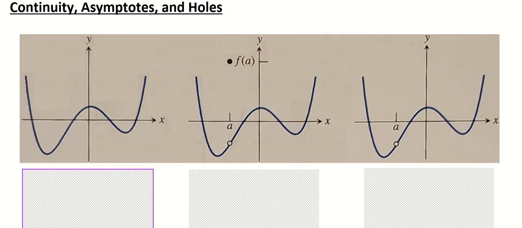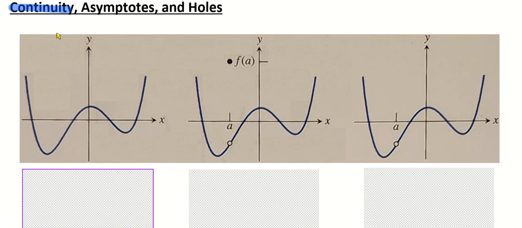Feel free to go back if you need to, pause, all that stuff. Because the next concept in this never-ending list of topics is actually like three at once: continuity, asymptotes, which I've mentioned, and holes. They all kind of go together. So it's actually not three totally different concepts. All of these go hand in hand with continuity.